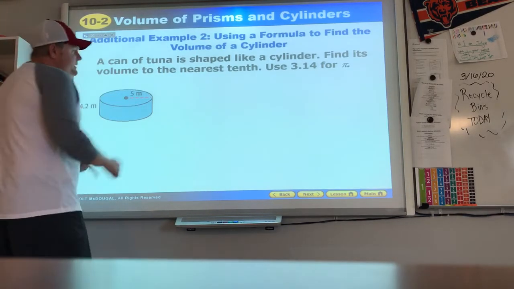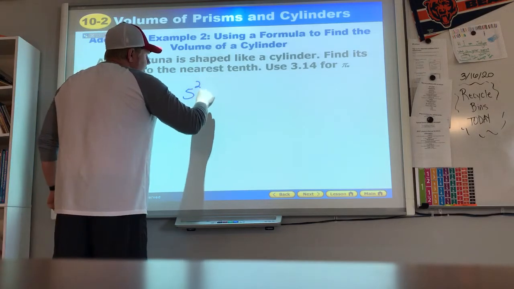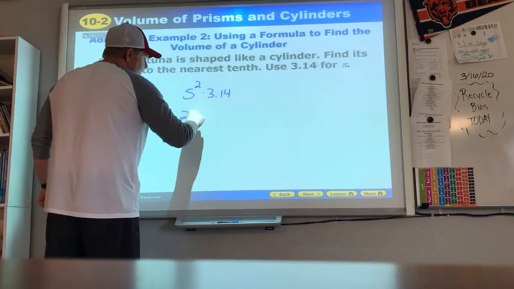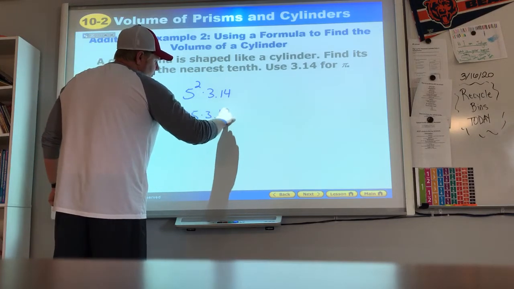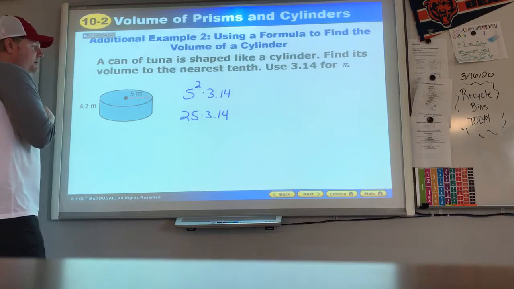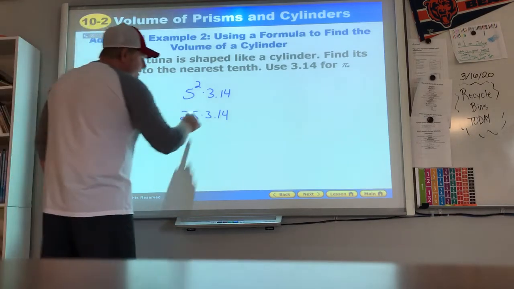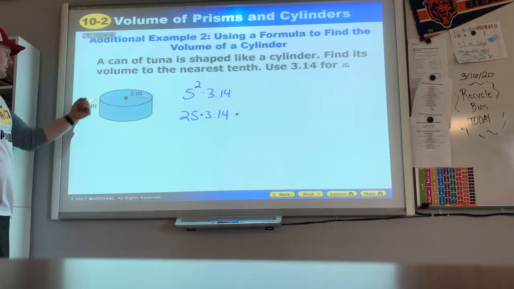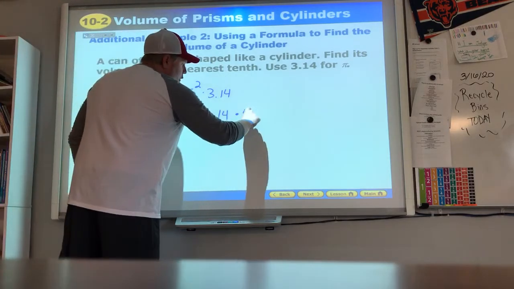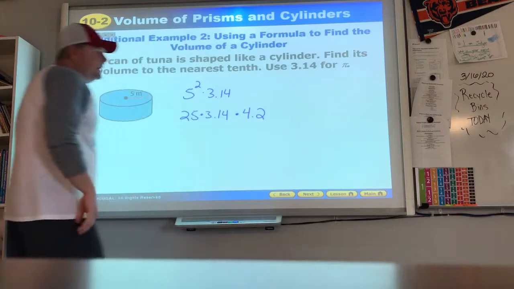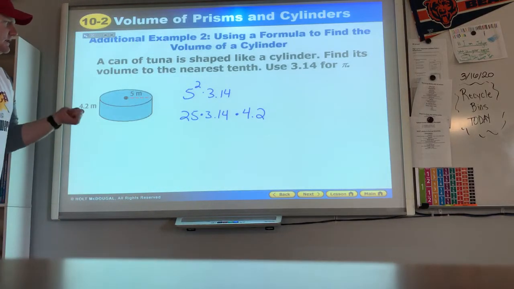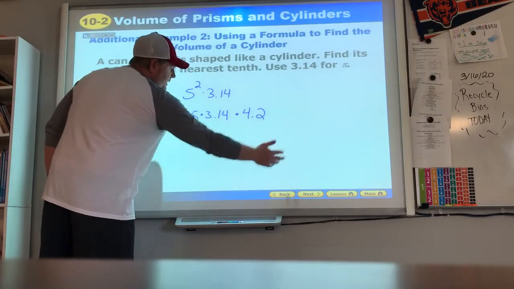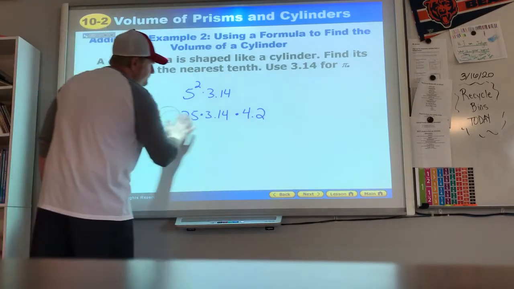Oh, I have the radius. 5 squared times 3.14. So that means 25 times 3.14. All right, that will get me my area. Whatever that answer is, then I take it times the height. The height over here from top to bottom is 4.2. And since my phone is recording, I can't just speak it into Siri and have her give me an answer. We'll get our answer. Let's see what they put. Take a last chance at mine.